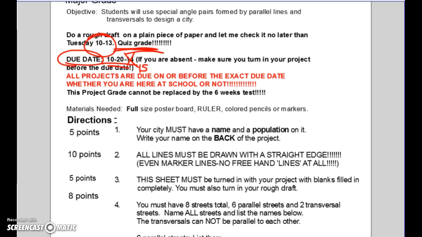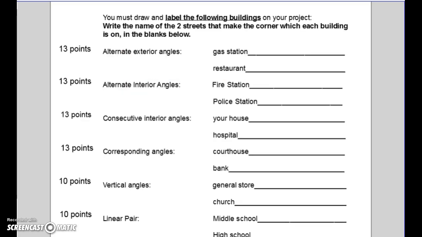So on the back side is where it tells you what buildings you have to have. So this is your gas station and your restaurant. They need to be alternate exterior angles. Okay, so right here on this line, what I'm looking for is your gas station. What two streets are they on? Maybe it's on 1st Street and Main. What's the corner? So you need to tell me 2 streets, because that building should be in the corner of that block.